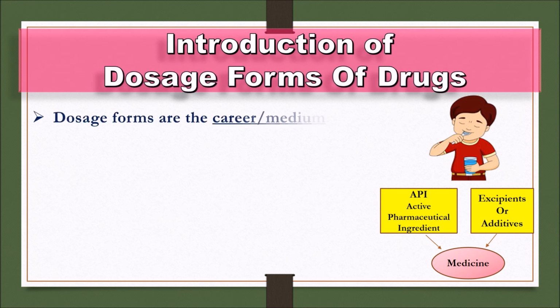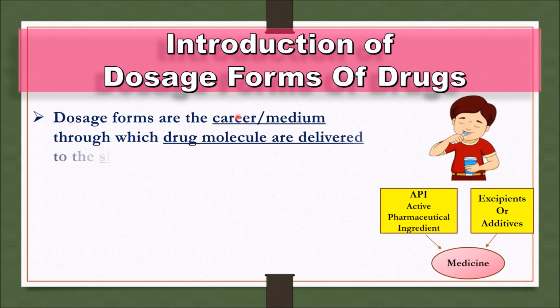What are dosage forms basically? Dosage forms are the carriers or medium through which drug molecules are delivered to the site of action within the body. So what does it mean? For example, if you have a problem in your lungs or your heart, by means of this dosage form that kind of medicine can be delivered to that particular site to produce its action. So it's basically a medium through which we can deliver the medicine to the patients.